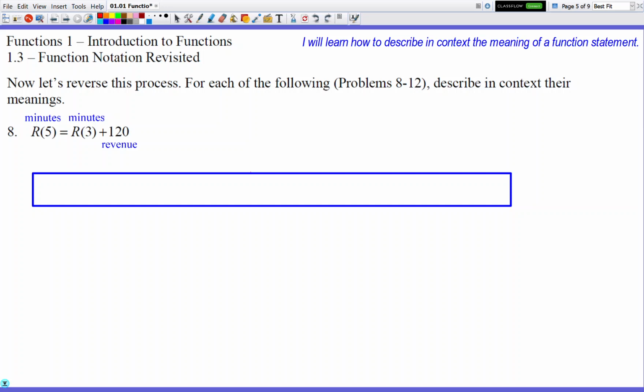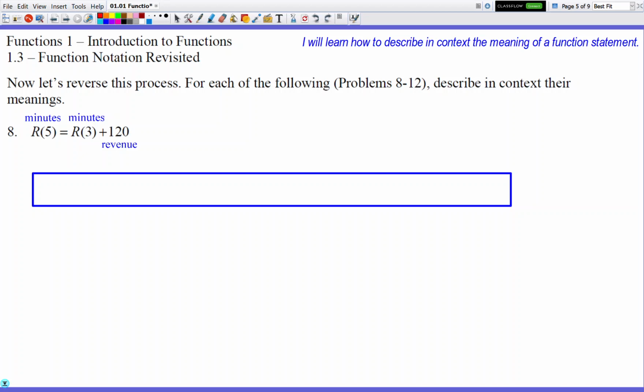So we kind of see some of the signs already. We see R of 5, so that means the money we make when we advertise for 5 minutes. We see R of 3, the money we make when we advertise for 3 minutes. And we see our balancing number, the plus 120, the number that's going to make the lighter side heavier. So we're going to say some kind of wording where it says increase by $120. So we have all the pieces, but we just have to make sure we write it in a way that makes sense, right? The money we make when we advertise for 5 minutes, the money we make when we advertise for 3 minutes, and increase by $120.